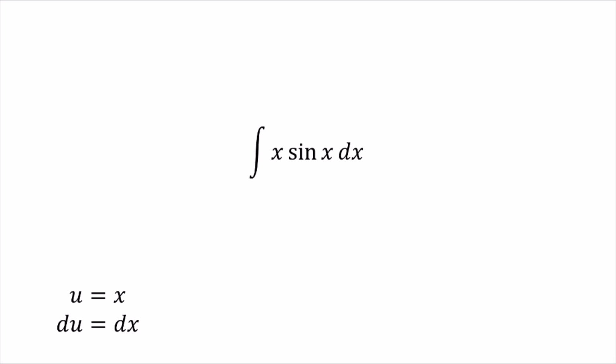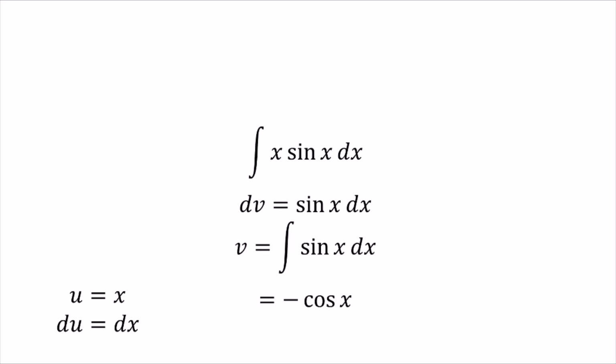We can take dv as sine x dx. v is the integral of sine x, which is negative cosine x. However, plus constant is not needed at this stage as it cancels out in the formula of integration by parts.